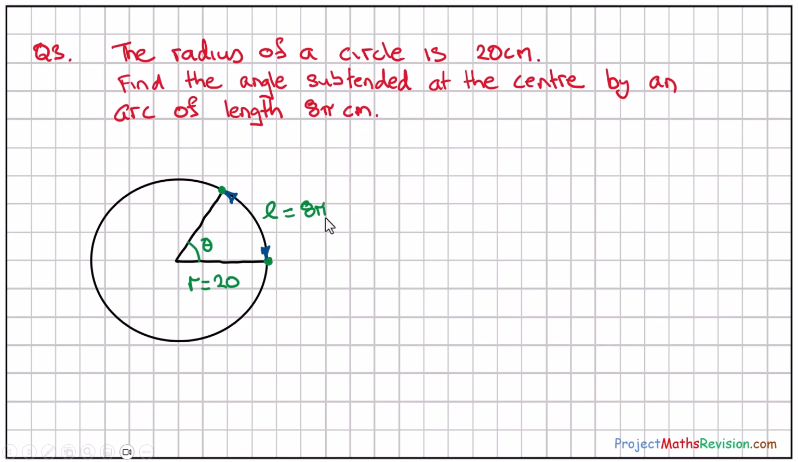given as 8 pi. So remember the relationship between L, R and theta. We can say that the length of the arc is R times theta. In this case we know what L is and we know what R is, so we should be able to find theta. So theta is L over R. Substitute 8 pi for L and 20 for R, and we get theta is 8 pi over 20, or divide above and below by 4, it's 2 pi over 5 radians.